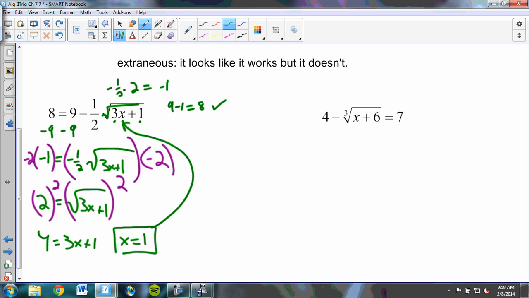So we're good. Here, same thing. Subtract a 4 from both sides and get the negative third root of x plus 6 equals 3.